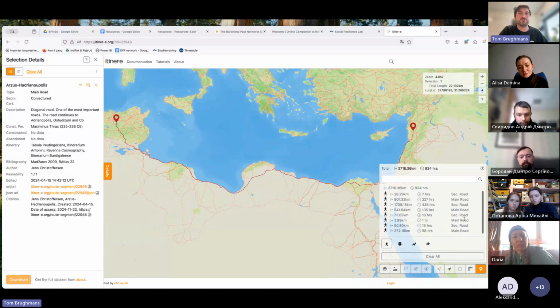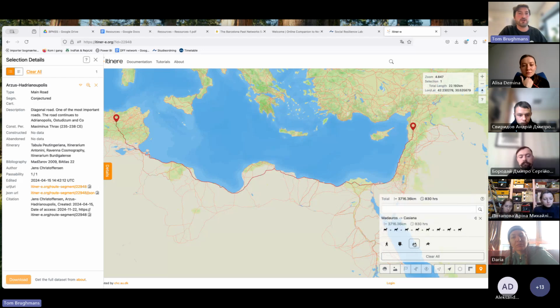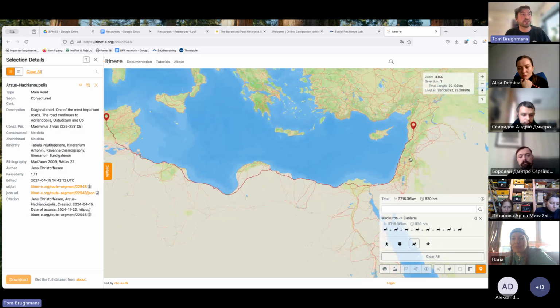So this is how you get from there to there. You can see there's a lot of transit here over secondary and main roads. You can also see how long it takes if you take a donkey. So this is 3,700 kilometers, and it will take you 830 hours. So, general patterns of mobility in the entire empire. Imagine this is a path, right? A path from one place to another.